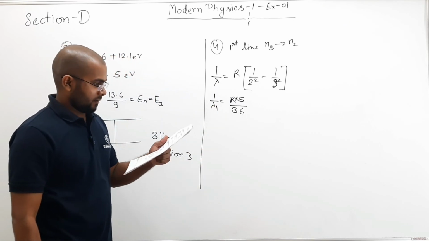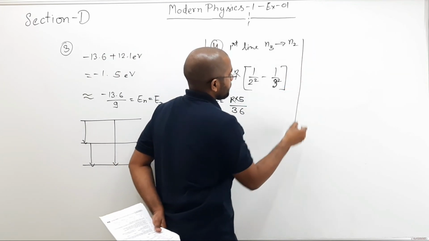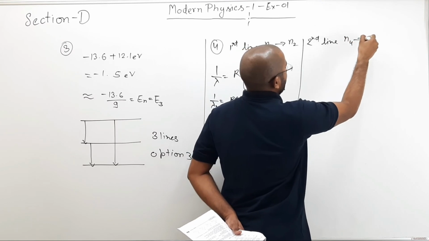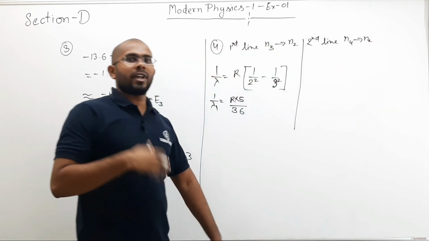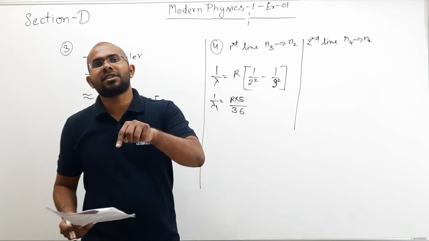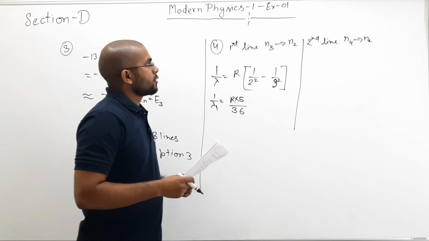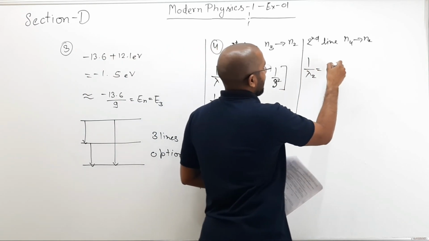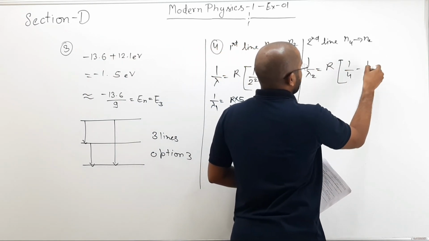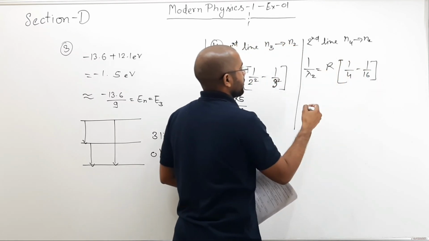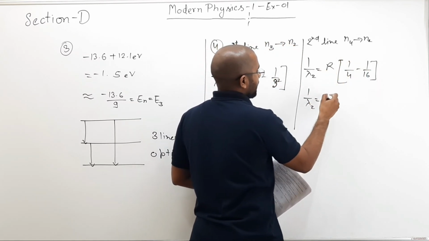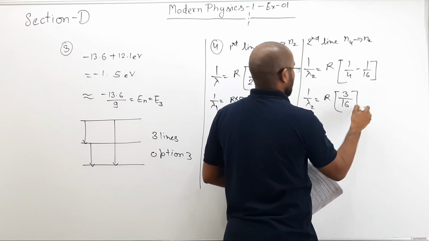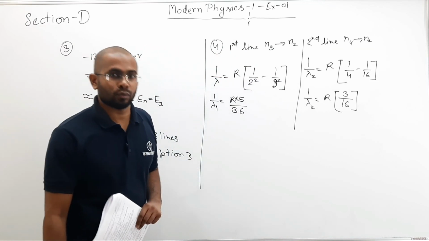What about the second line? Second line will be how much? Second line will be n4 to n2. Remember, from where you are jumping, that can change. But final jump should be second. That is your Balmer series. So n4 to n second. So what will be 1 by lambda 2, second line? R times 1 by 2 square minus 1 by 4 square. So 1 by lambda 2 will be equal to R times 1 by 4 minus 1 by 16, which is 3 divided by 16, 3R by 16. That is 1 by lambda 2.